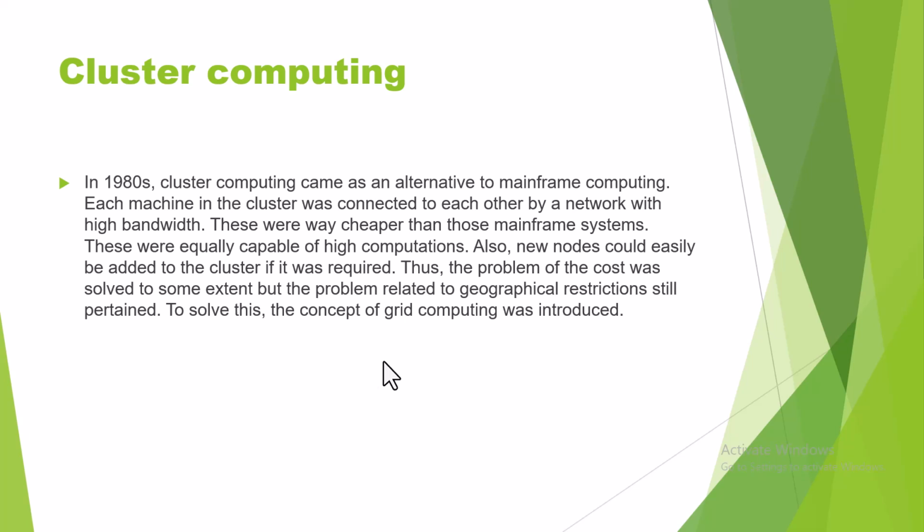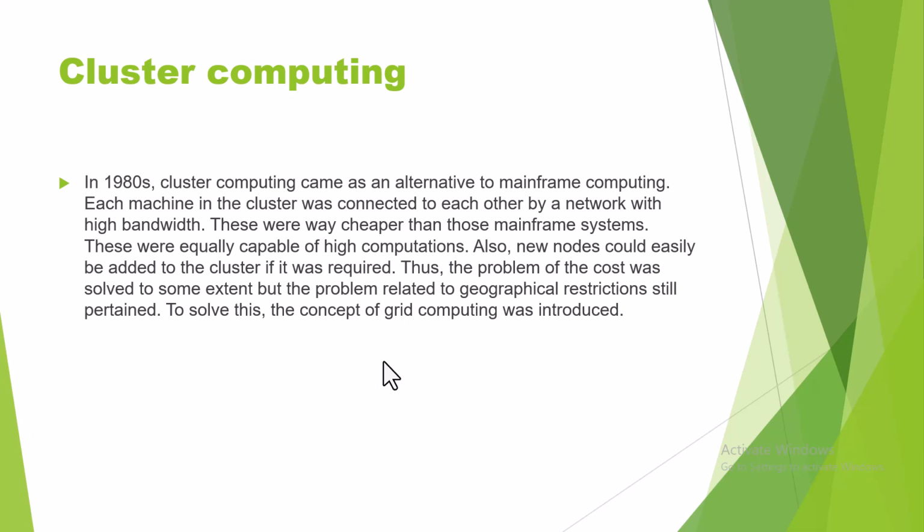Each machine in the cluster was connected to each other by a network with high bandwidth. They were way cheaper than those mainframe systems. These were equally capable of high computation. Also, new nodes could be easily added to the cluster if required. Thus, the problem of the cost was solved to some extent. But the problem of geographic restriction still remained. To solve this, grid computing was introduced.